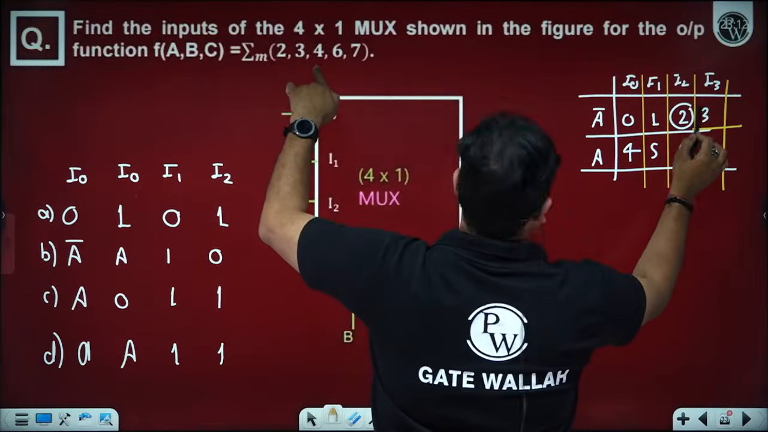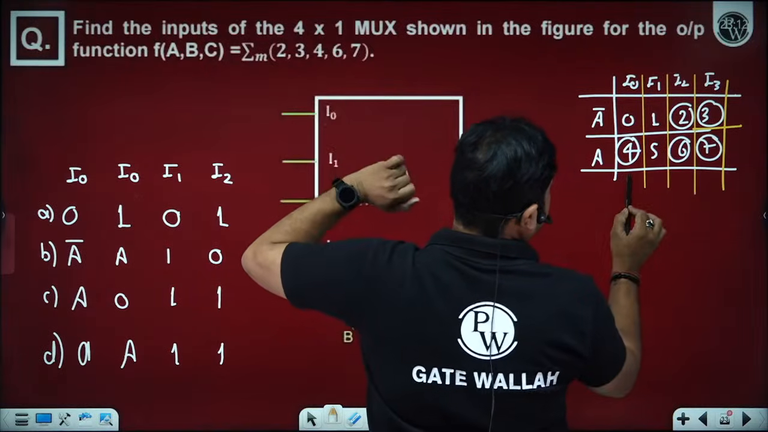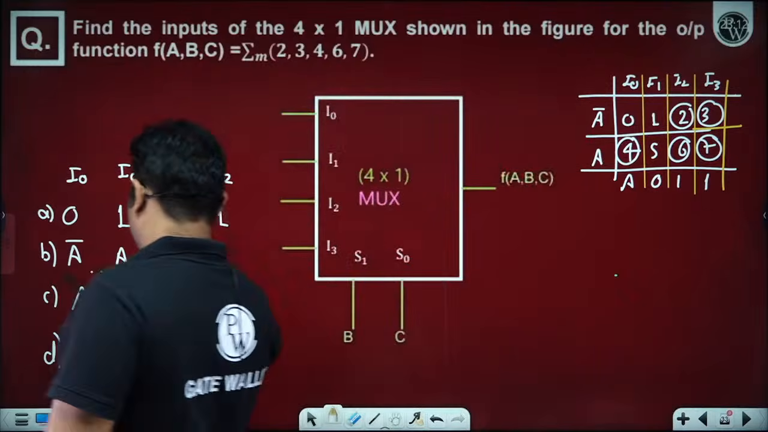2, 3, 4, 6, 7. So we are getting A, 0, 1, 1. A, 0, 1, 1 is option number C.